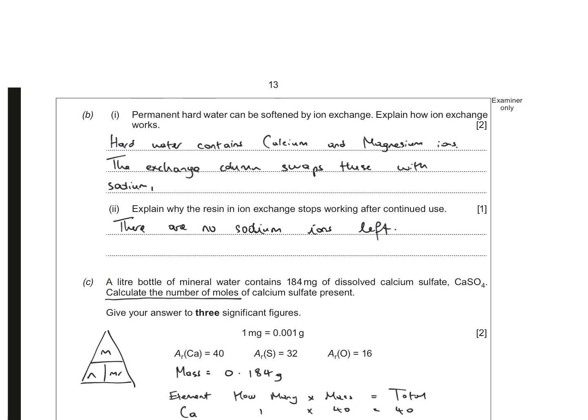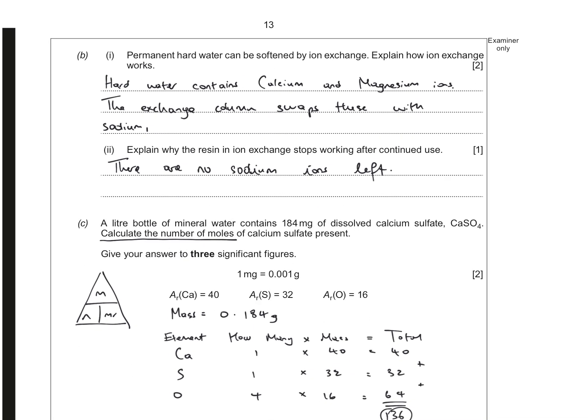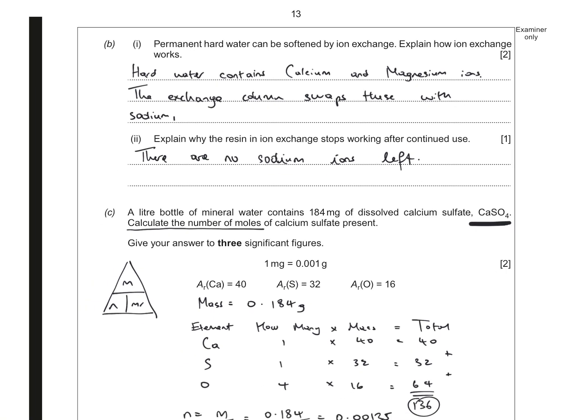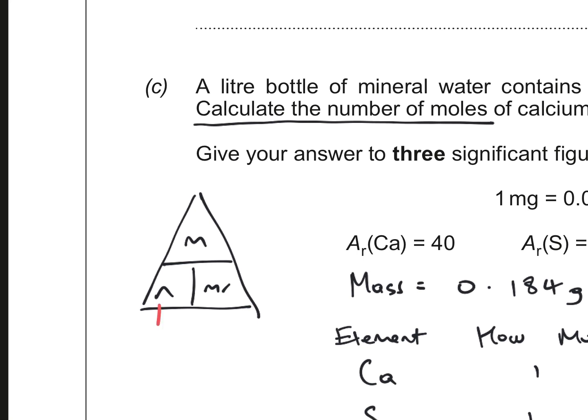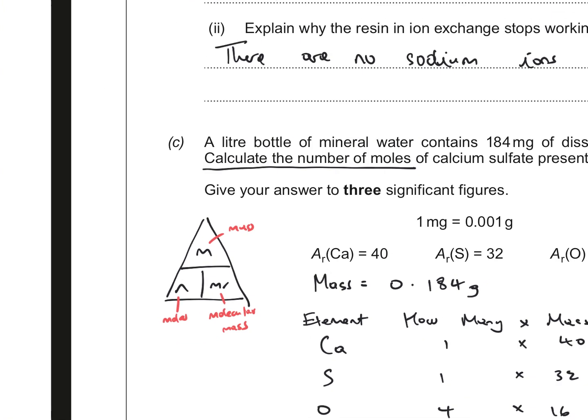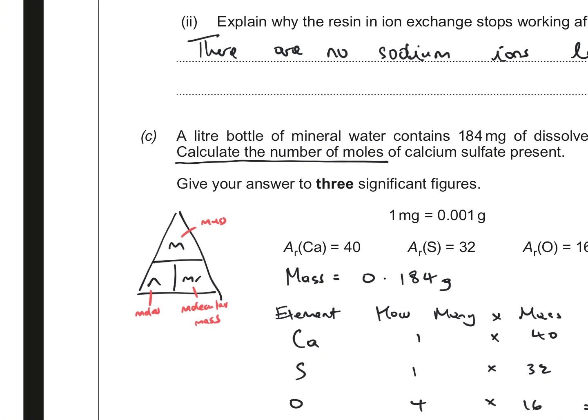left. A litre bottle of mineral water contains 184 milligrams of dissolved calcium sulfate, CaSO4, really important there. Calculate the number of moles of calcium sulfate present. So the first thing I did here is I've drawn my moles equation. Remember, n is moles, m is mass, Mr is molecular mass. Give your answer to 3 significant figures.